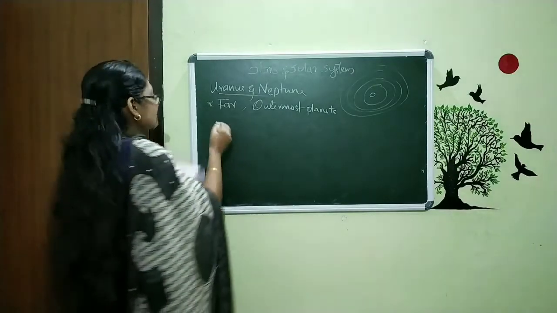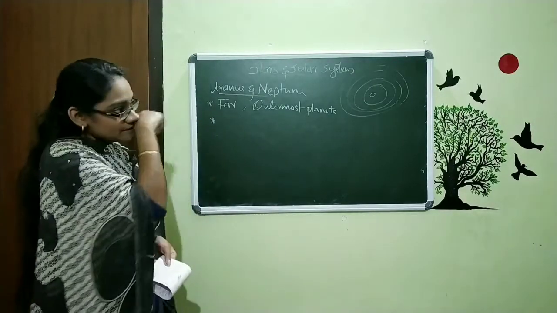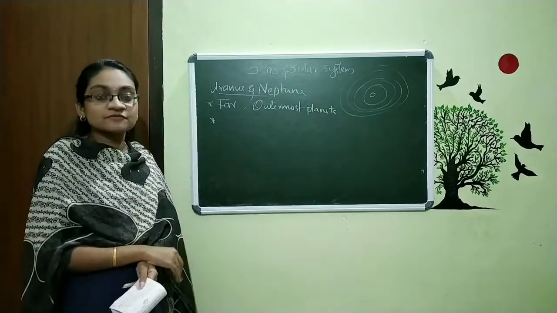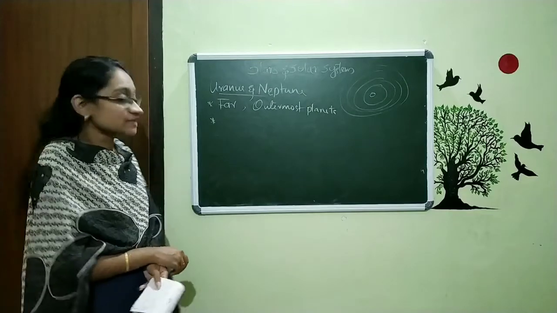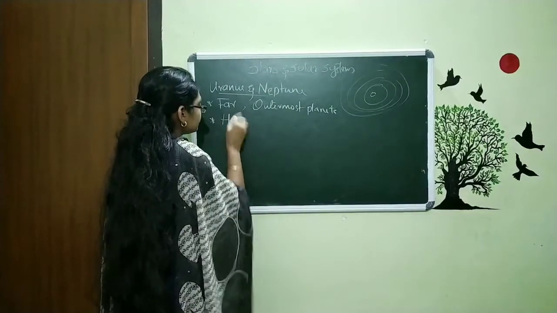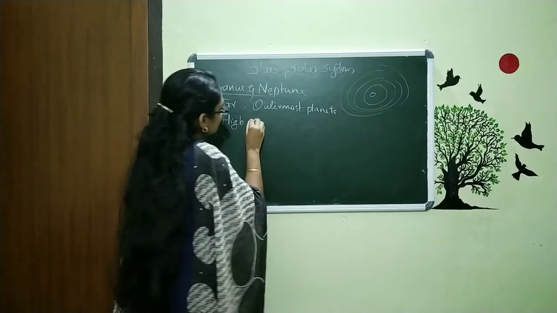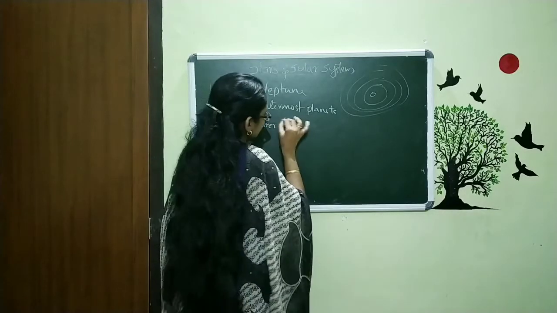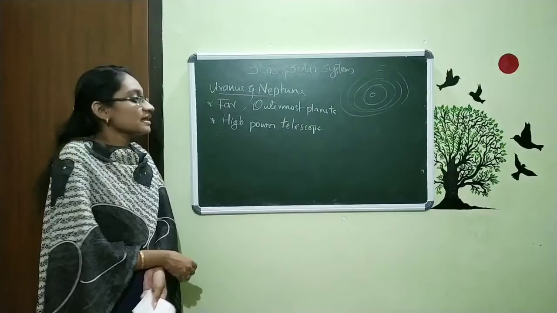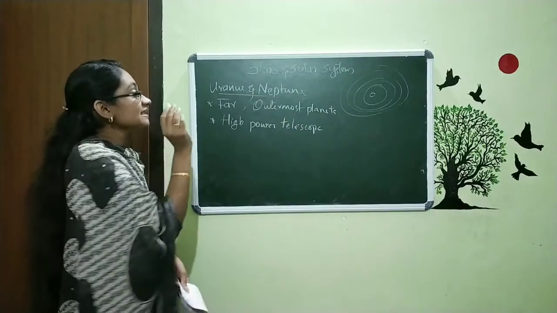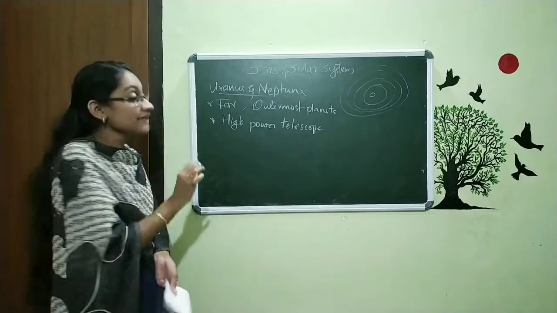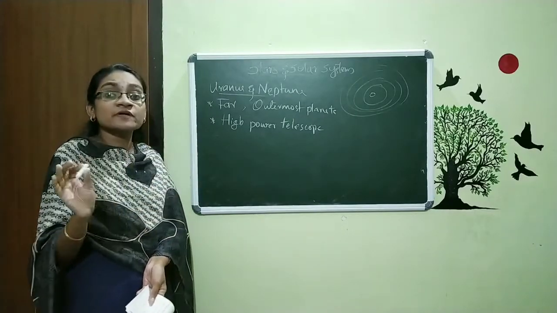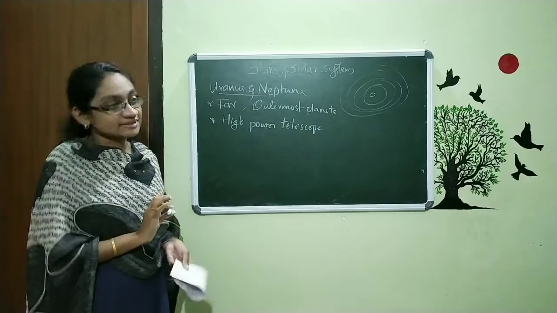The next is this. We cannot see these planets normally. If we want to see them, we need a very high power telescope. We can only see Uranus and Neptune with a high power telescope. What is the reason? Because they are too far from our Earth and also from the Sun.